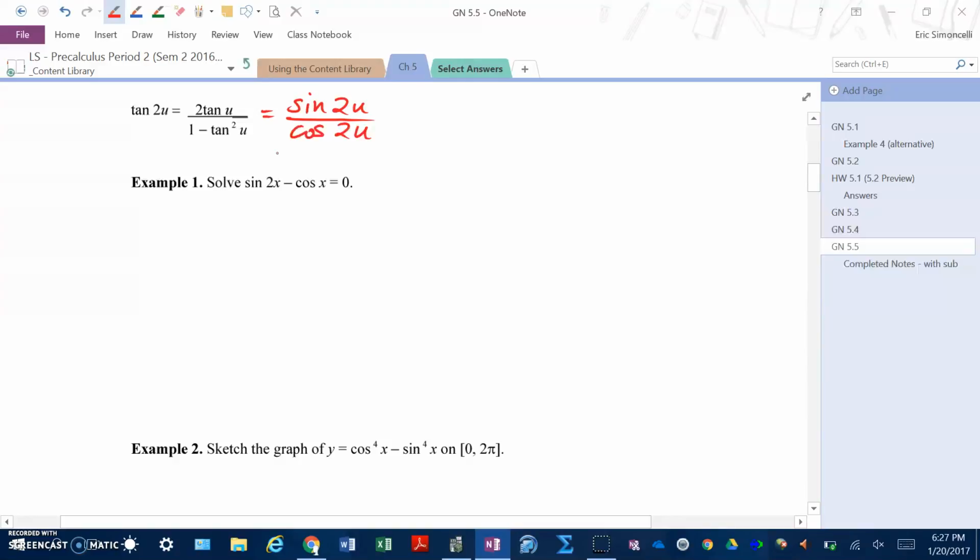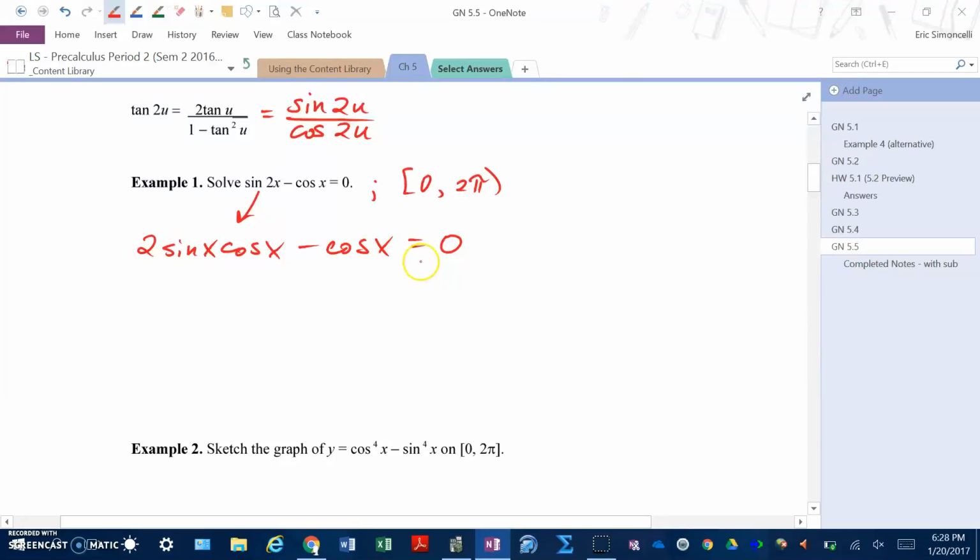Example 1. Solve sine of 2x minus cosine of x equals 0. Now we are going to go ahead and do this between 0 and 2 pi. And we'll go ahead and start the process looking at first the sine of 2x. And again, noting that because this is a double angle, we'll be able to write this using our new formula as such: 2 sine cosine. And then we'll just rewrite minus cosine of x.